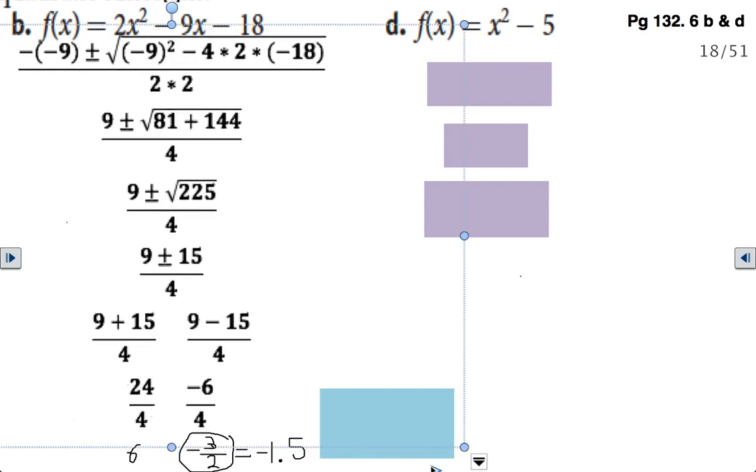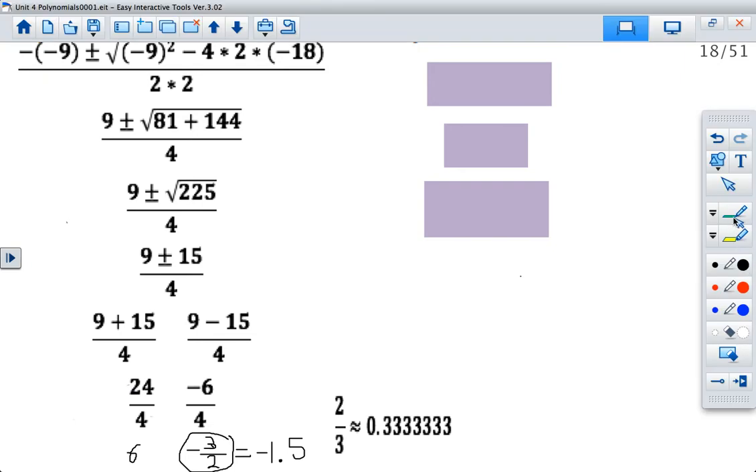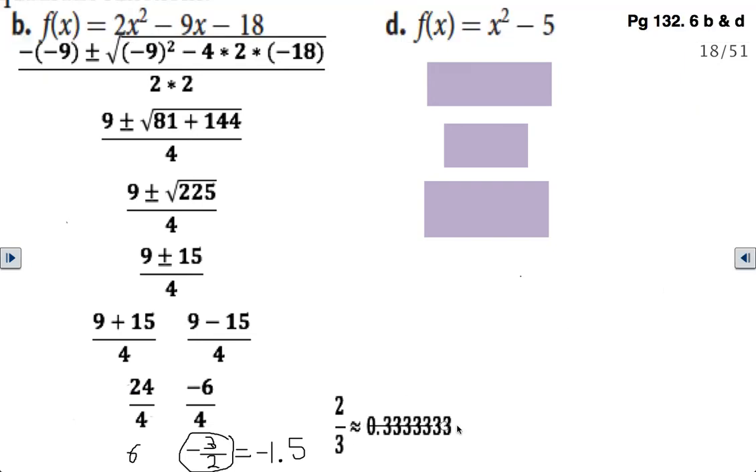Okay, so if you try to get a decimal, 2 over 3 gives you 0.666. Sorry, I messed up there. That should be 0.6, and it just keeps on going, right? It's going to keep on repeating forever and ever. If you gave me 0.6 repeating, I would mark it wrong, okay? Go ahead and leave it as a fraction.